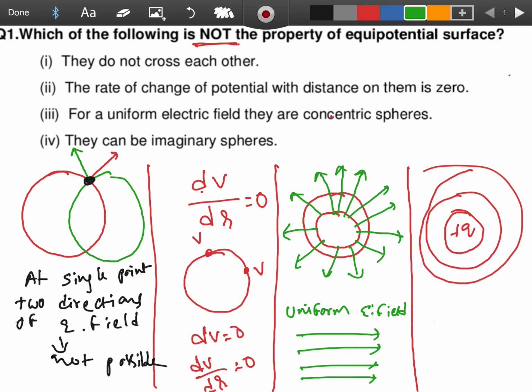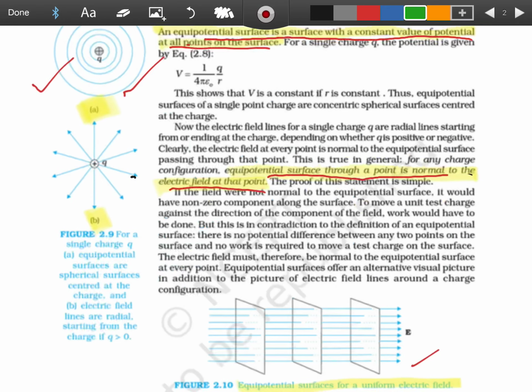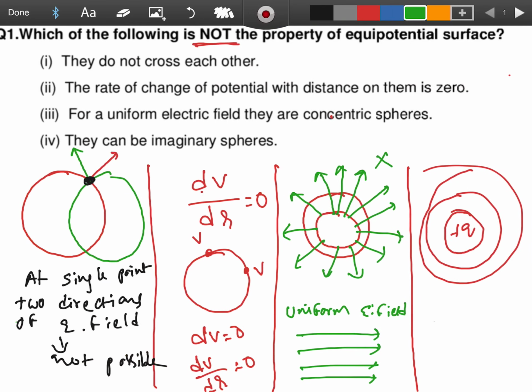Okay. So for a uniform electric field, they are concentric spheres? They are not concentric spheres. So what is actually the equipotential surface for a uniform electric field? You see, it is there in NCERT. The equipotential surfaces are as shown in the figure. But what they are telling is concentric spheres, so it's a wrong answer. So the choice is the third option.